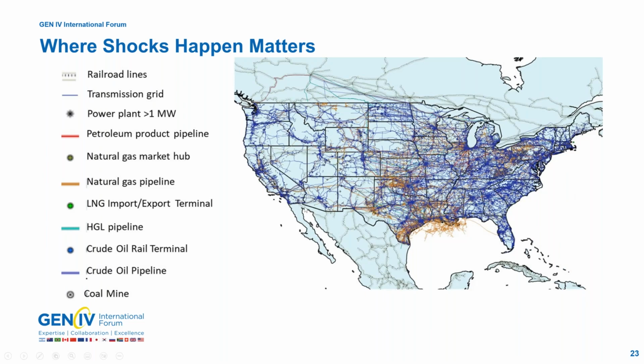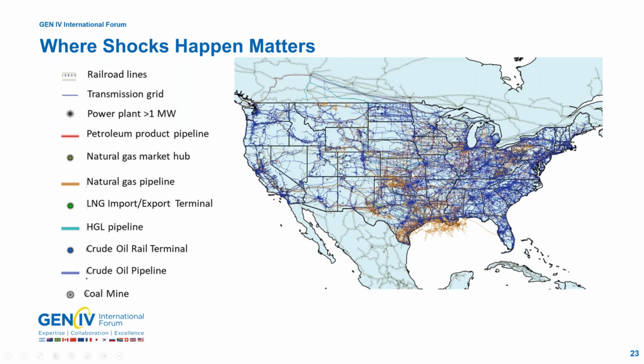So here's a 30,000 foot view of energy infrastructure in the United States that was generated with the Terra Analytics database. What's shown here are the locations of roads, transmission lines, power plants greater than a megawatt, electric, petroleum production pipelines, natural gas hubs, natural gas pipelines, liquid natural gas terminals, the hydrogen gas line network in the United States, which is actually pretty significant, particularly down in the southern parts of the country, crude oil rail terminals, etc., coal mines. And these data don't look particularly dense in a lot of locations.